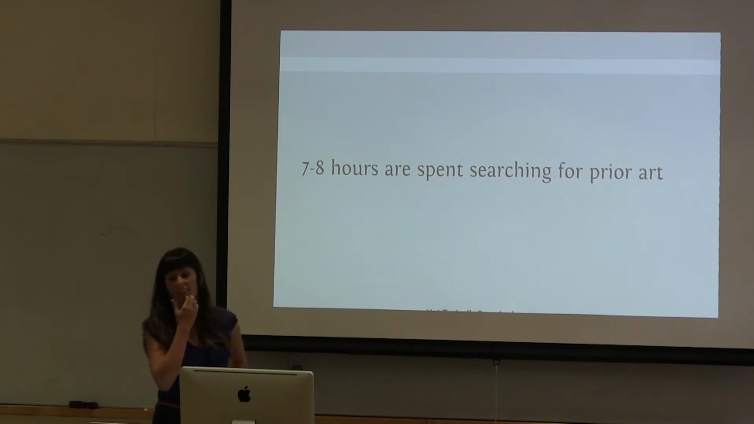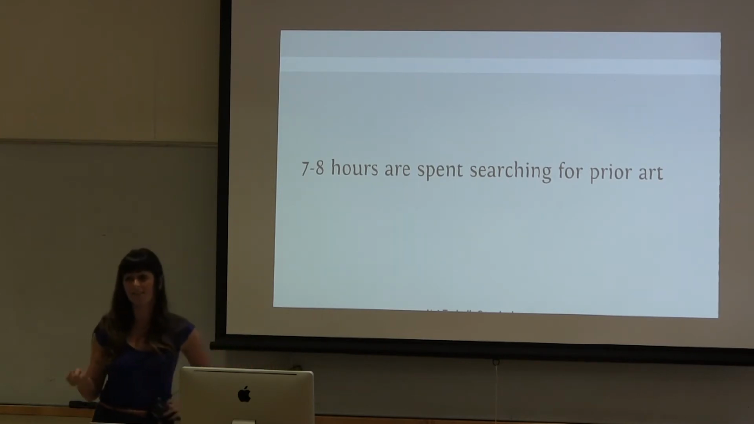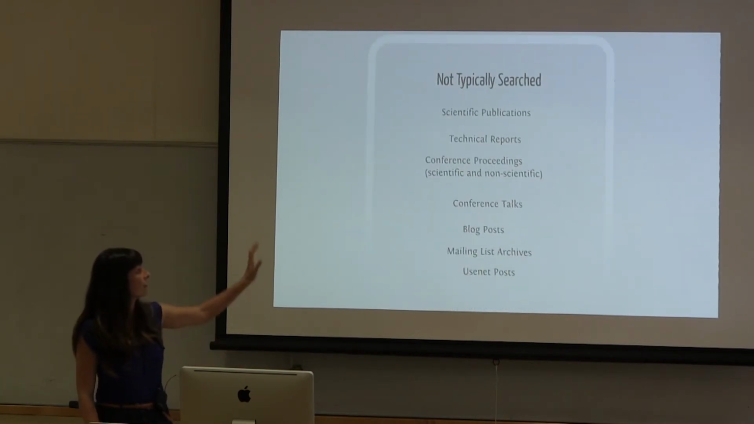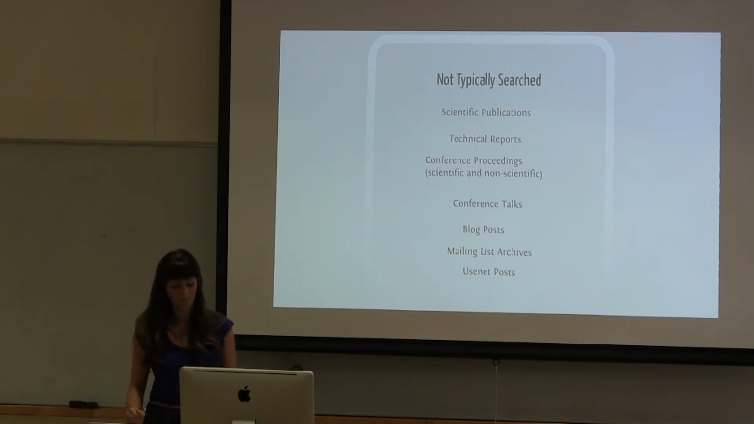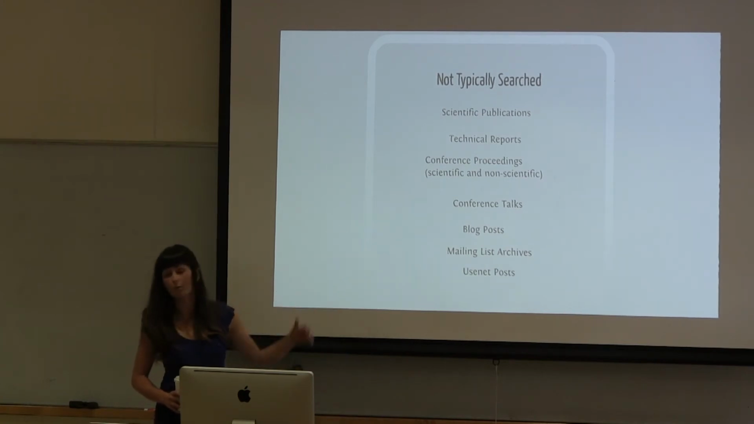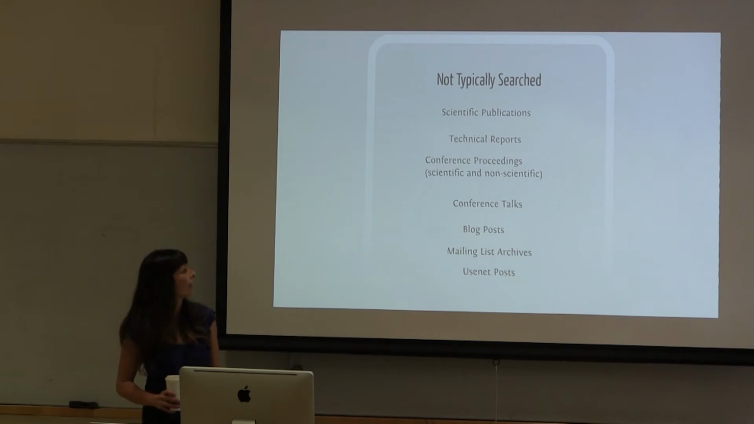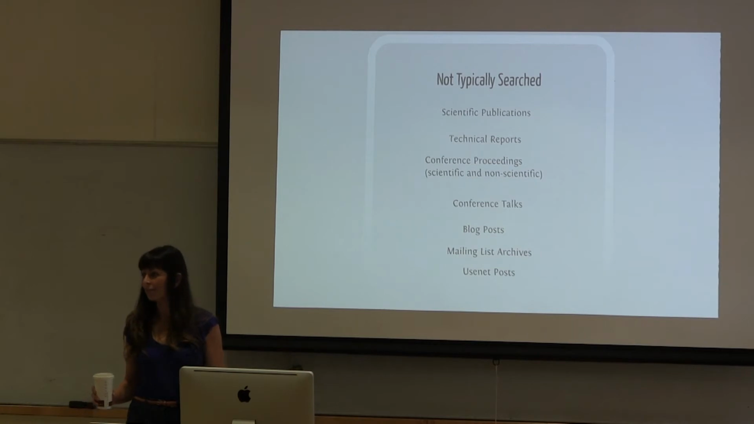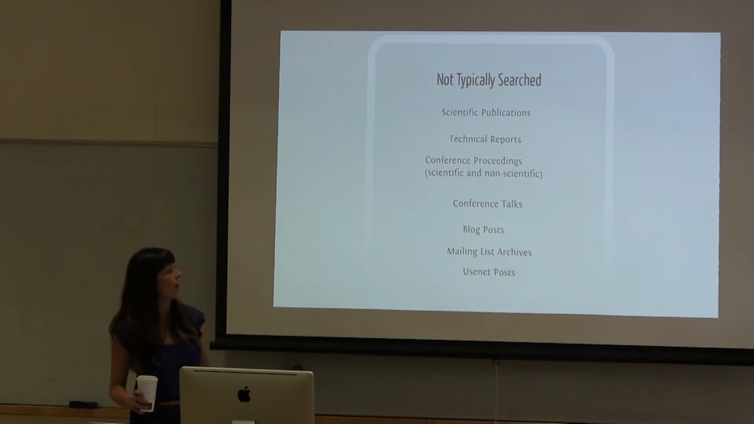But in the end, just 7 to 8 hours max are spent searching for prior art. So 7 to 8 hours just looking through to see if this is actually inventive. This is a list of everything that's not typically searched. We can concede that the patent examiner is pretty proficient at searching through patent literature, but all this non-patent literature, like publications and reports, they do not search. It's pretty staggering, particularly for the open source community, because their whole point is that they're not patenting. So their work isn't being reviewed through these vehicles.